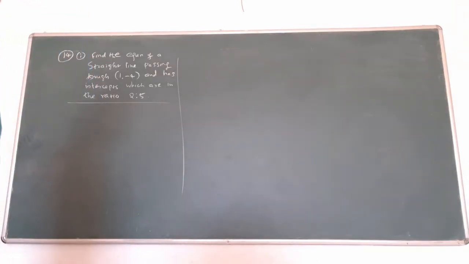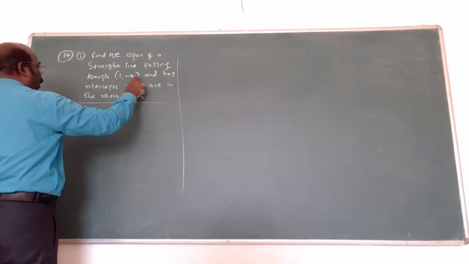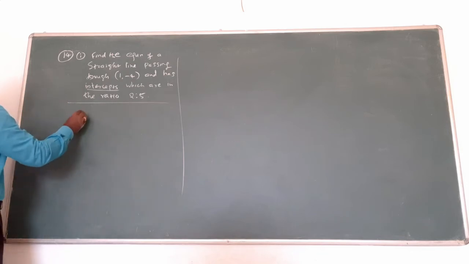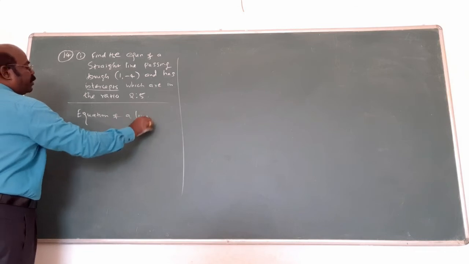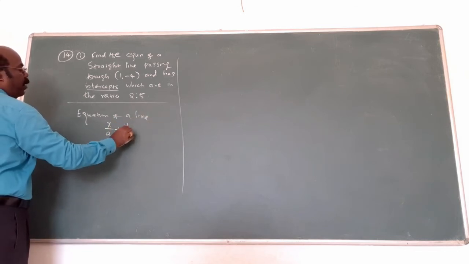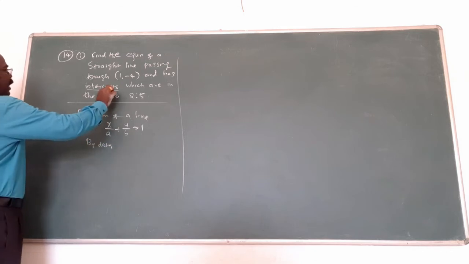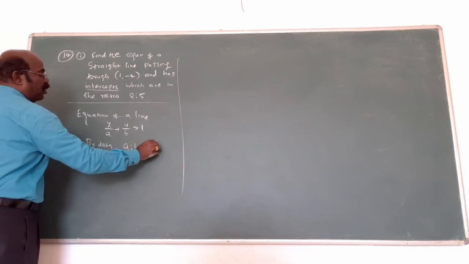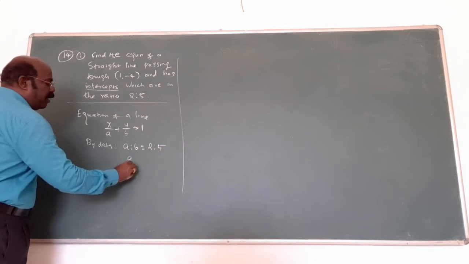Now listen here. Question 14, subdivision 1. Find the equation of a straight line passing through (1, minus 4) and whose intercepts are in the ratio 2 to 5. The word intercept is involved, so first find the equation of a line: x by a plus y by b equals 1. What is given in the data? The intercepts are in the ratio. a and b are the intercepts, a is to b equals 2 is to 5.